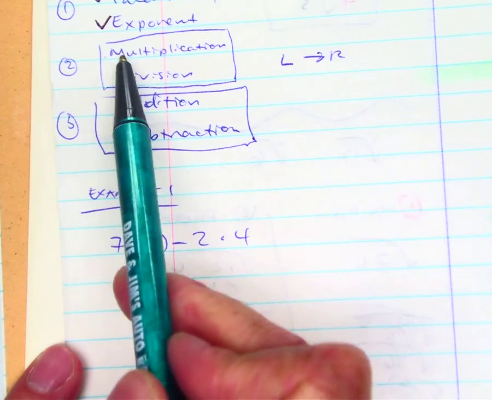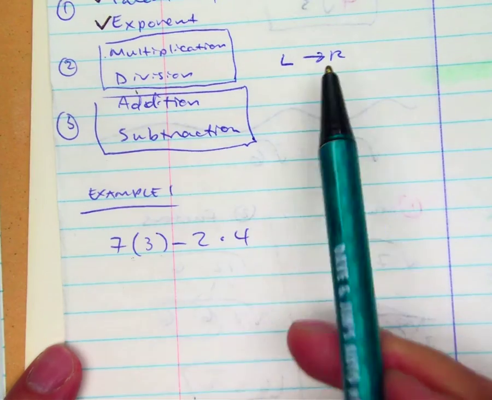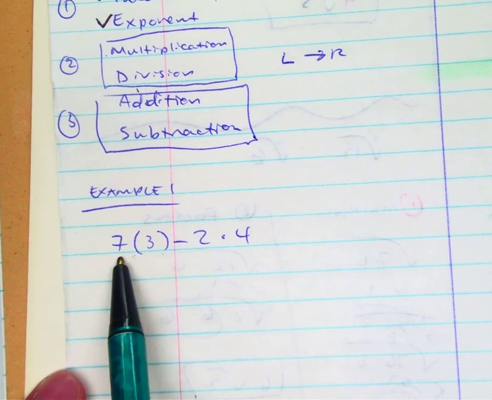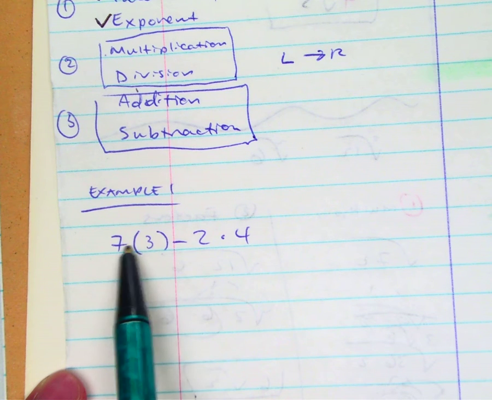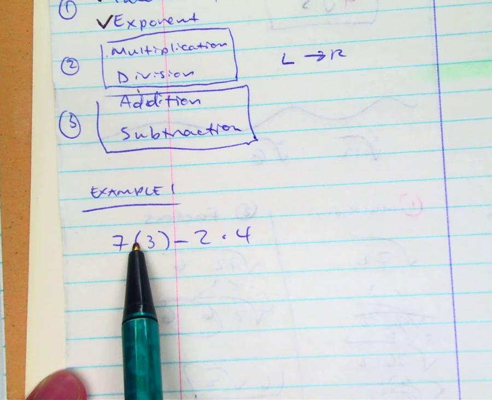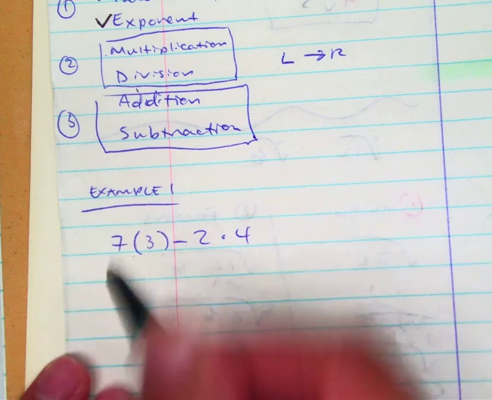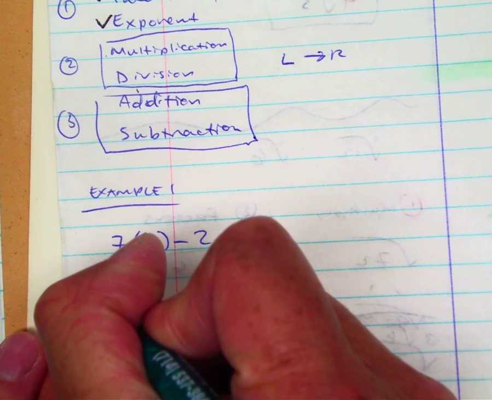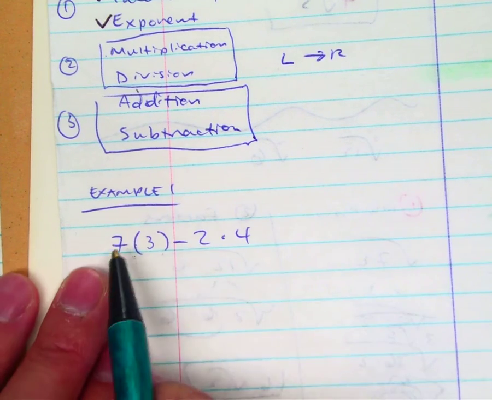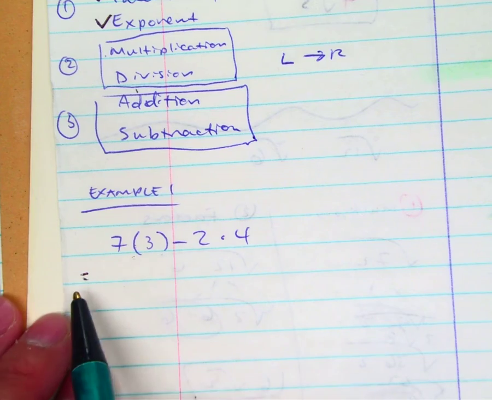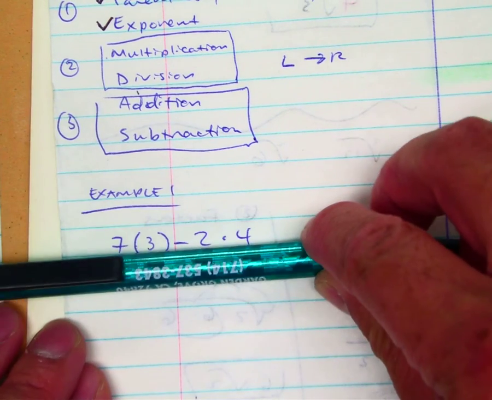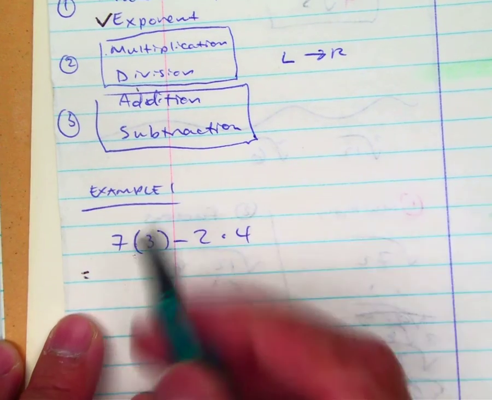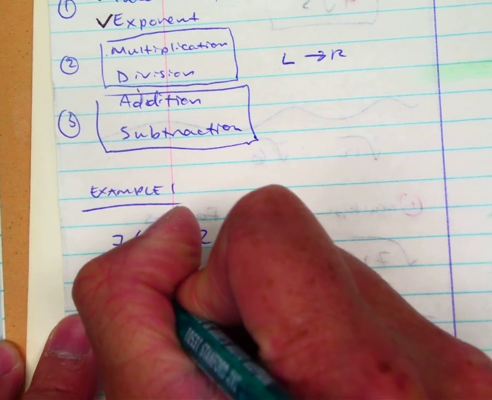Now I'm going to do multiplication and division, but pay attention, I'm doing them as I go from left to right. So I see going left to right, here's left, going to the right. I see no math operation, therefore that's what? Multiplication. Now I'm going to introduce an equal sign. This is an expression, we're just simplifying it, but the reason why I'm introducing an equal sign is to show that this line is equivalent to this next line. So 7 times 3 is 21.